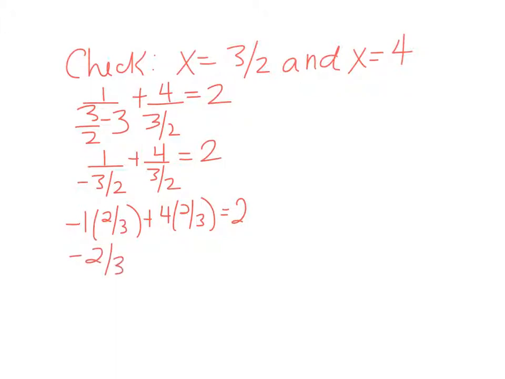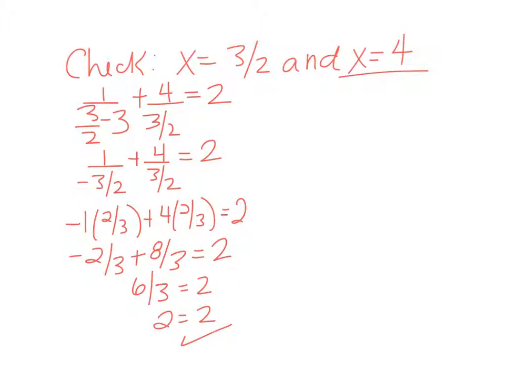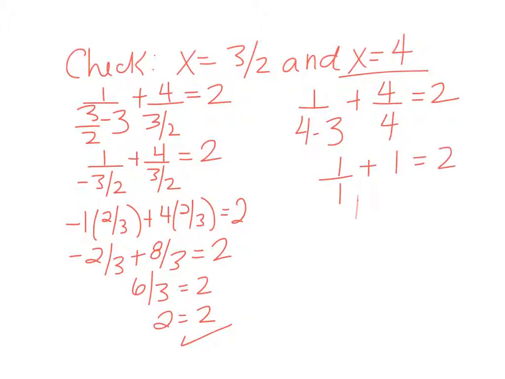So negative 2/3 plus 8 over 3 is equal to 2, and that would give us 6 over 3 equal to 2, and 6 divided by 3 is 2. 2 is equal to 2, so 3 over 2 is a root. And to check x is equal to 4, I'd have 1 over 4 minus 3 plus 4 over 4 is equal to 2, and that would be 1 over 1 plus 4 over 4, which is 1 plus 1 is equal to 2. 2 is equal to 2, so that is correct.